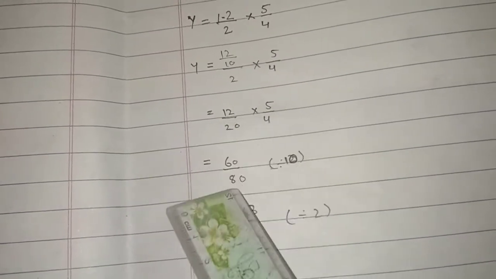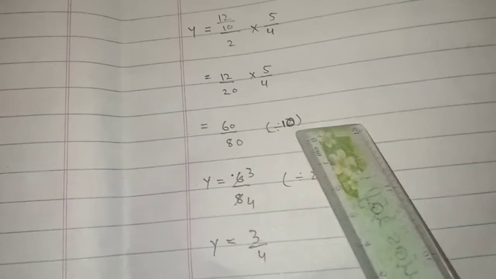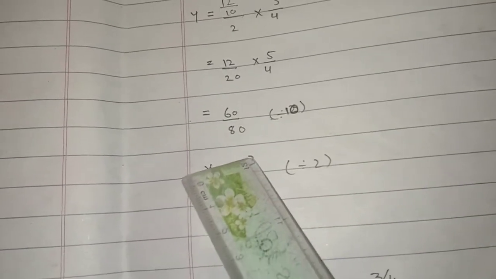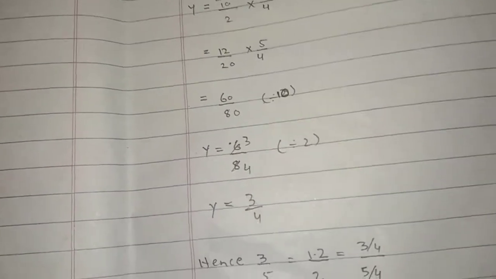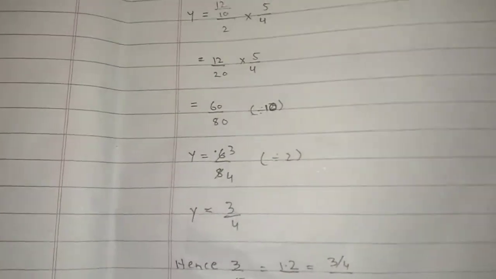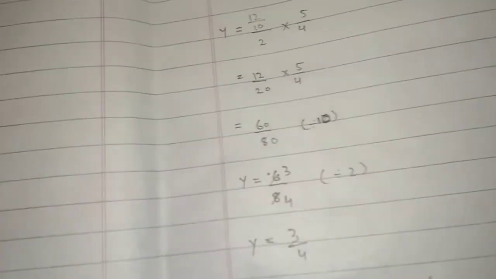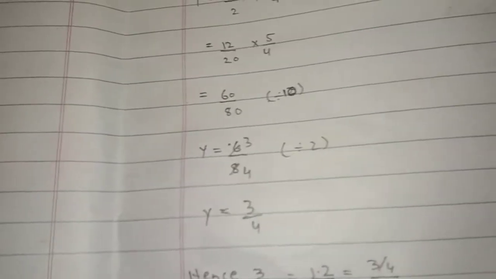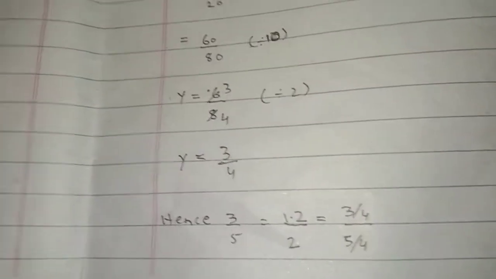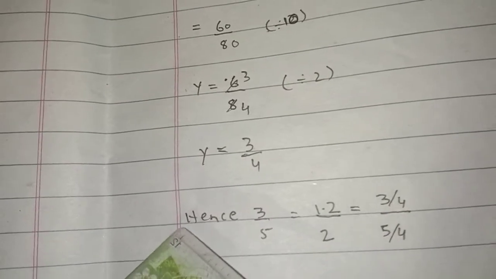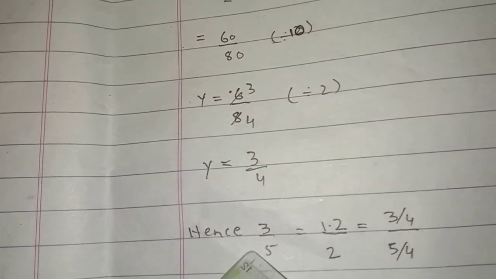Now 12 fives are 60 and 20 multiplied by 4 is 80. Cutting by the table of 10, it will become 6 over 8, and then cutting by 2, it will become 3 over 4. 2 fours are 8, 2 threes are 6, so 3 by 4. So the value of y is 3 by 4.